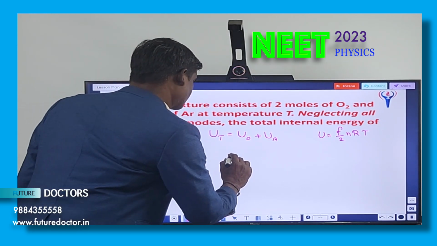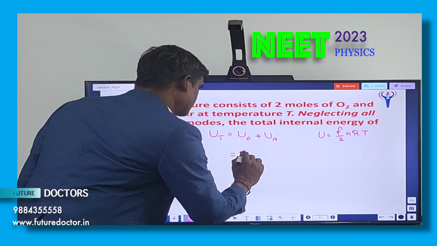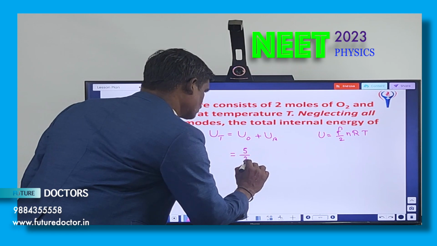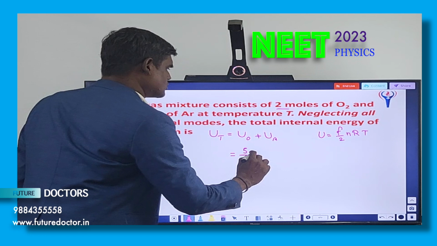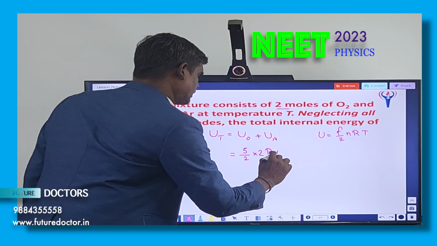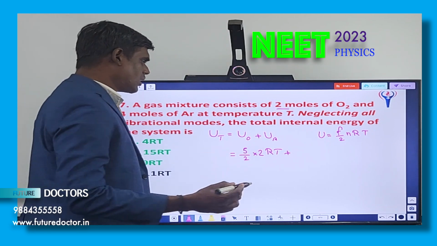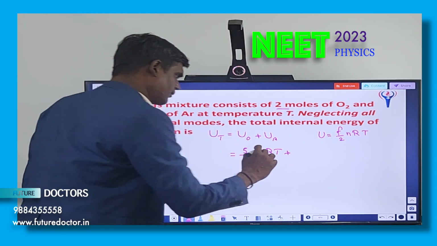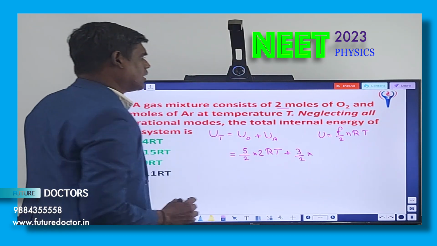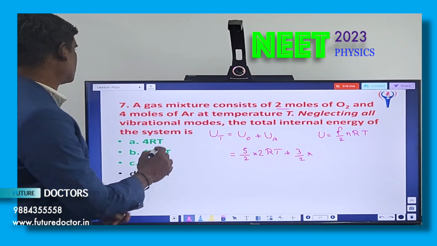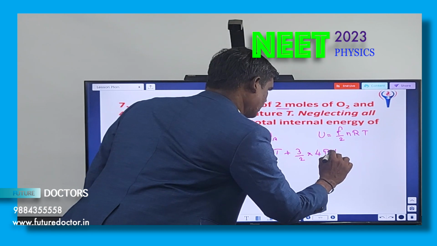Then substitute this here. For oxygen, which is a diatomic molecule, the degrees of freedom is 5. So 5 by 2 into n, where n is the moles, 2 moles is given, so into 2 RT. Plus, argon is a monatomic molecule, its degrees of freedom is 3. So 3 by 2 into n, the number of moles, which is 4, so into 4 RT.